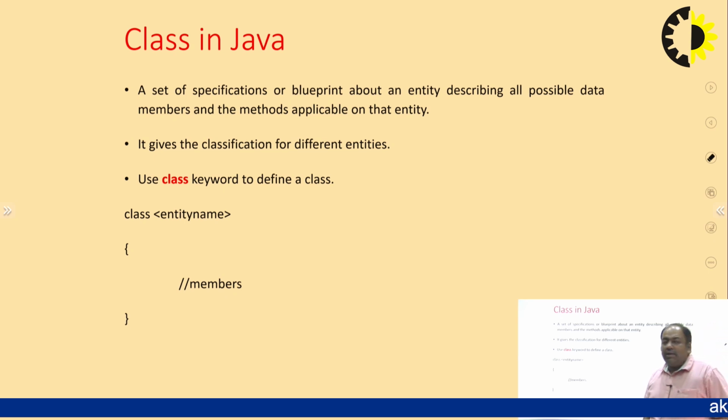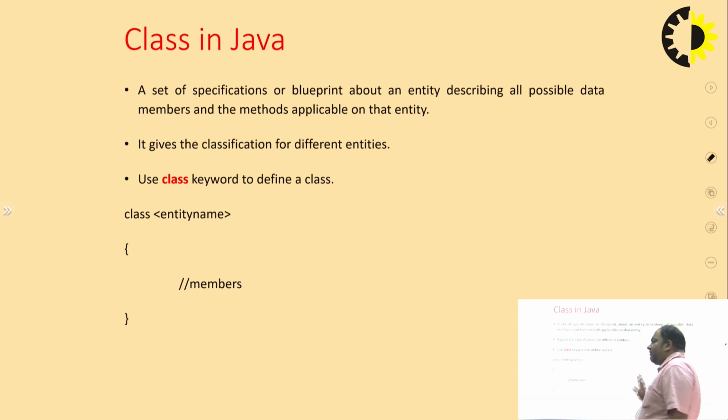After inheritance, how do we define a class? A class is a set of specification or blueprint about an entity describing all possible data members and the methods applicable on that entity. It gives the classification of different entities, and the keyword for defining a class is class. And in class definition, there are some rules which we call Java identifiers, and these rules are, in giving a name to a class, we can give any name, but we cannot give the name of a class which are already defined as keywords in Java.